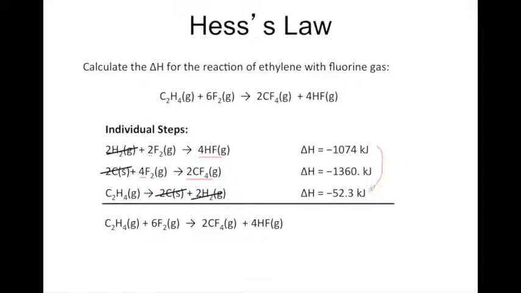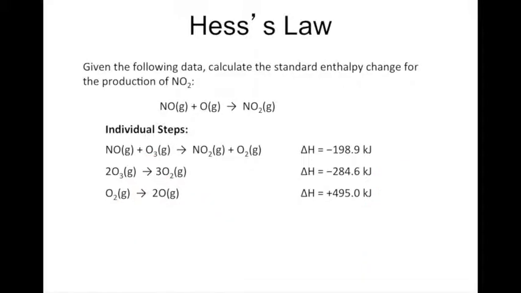Now we can add these delta H values here together to get the delta H for the overall reaction. And we get, as you can see here, negative 2,486 kilojoules. So let's take a look at one last problem and see if you can calculate the enthalpy change for this overall reaction given these 3 individual steps. Pause the video and give it a try.